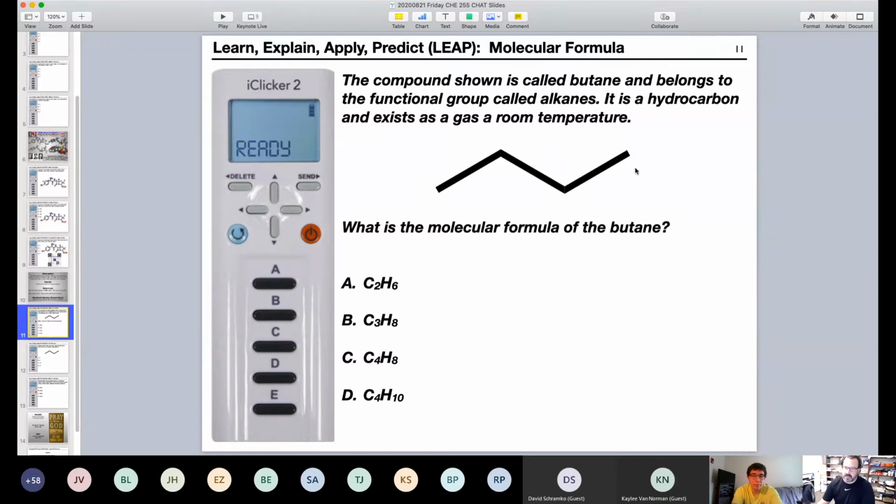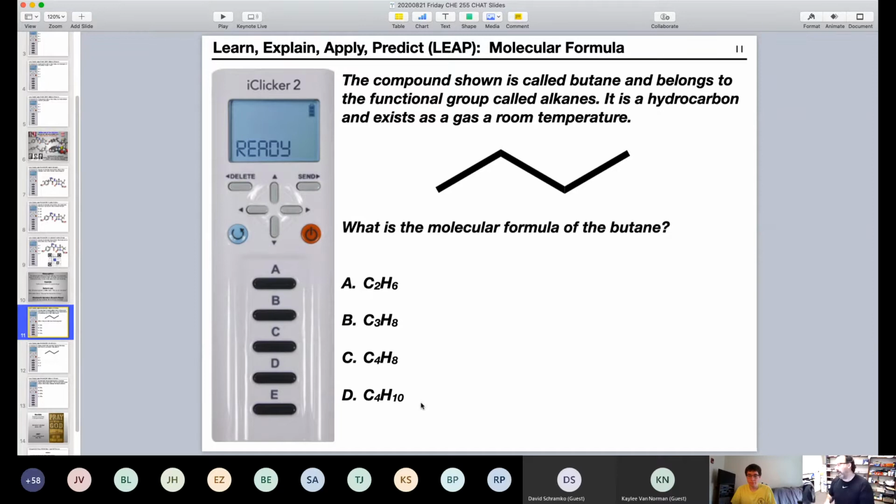So when you're looking at this, you need to be cognizant that there's implicit hydrogens. So we get a total of 10 hydrogens. You can count the carbons. There's 1, 2, 3, 4. So if you took this on the exam and you answered D, I could be confident that you understand what this representation means and how you can convert it to a molecular formula.